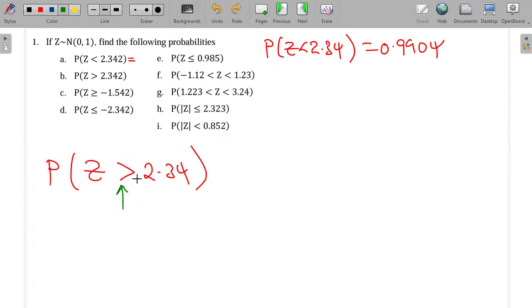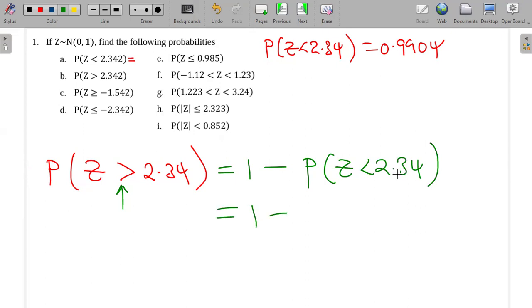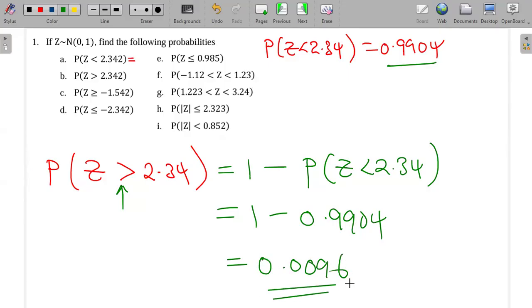So how do you change this to a less than? Use the complement rule. This is the same as 1 minus the probability that Z is less than 2.34. So this will just be 1 minus this probability. We already found it was 0.9904. And then we subtract: 1 minus 0.9904 gives me 0.0096. So this is the probability on the second question.